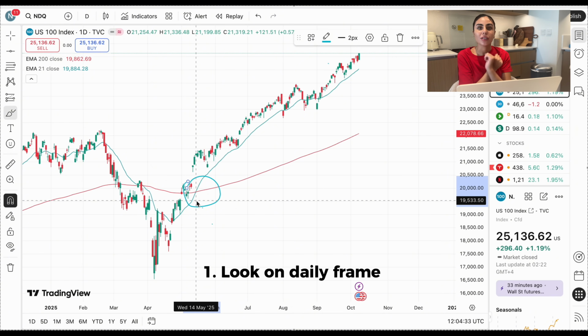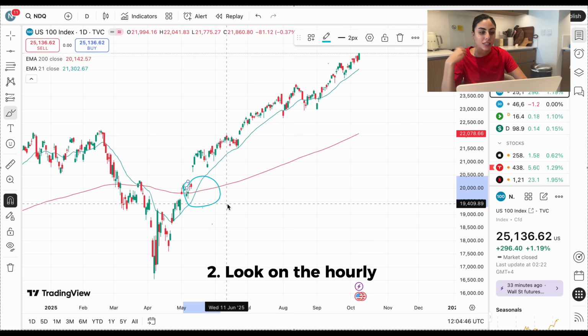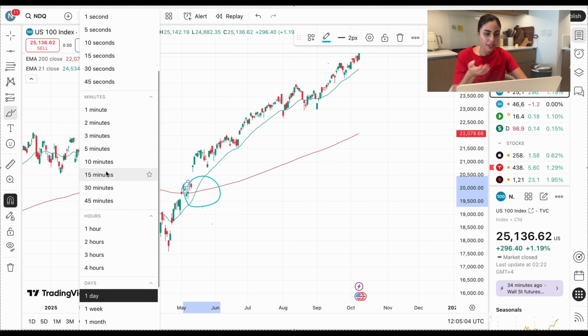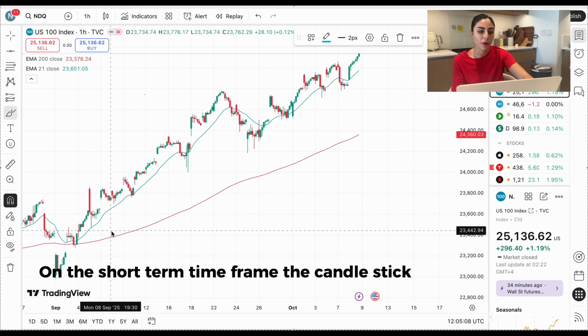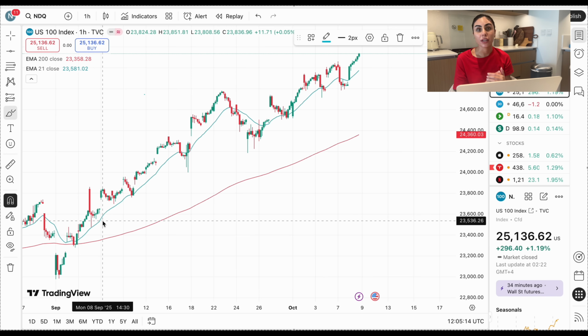So number one, we look on the daily time frame. We want to figure out what the market is saying. And the market right now is saying that the market structure is in an uptrend. Okay. Once we figure that out, we want to look on the hourly, as we are scalpers and not swing traders. Now if we look on the hourly, we can tell that it is also an uptrend, as the candlesticks are above both my EMAs. So we've figured out that on the short-term time frame the market is trying to go up.